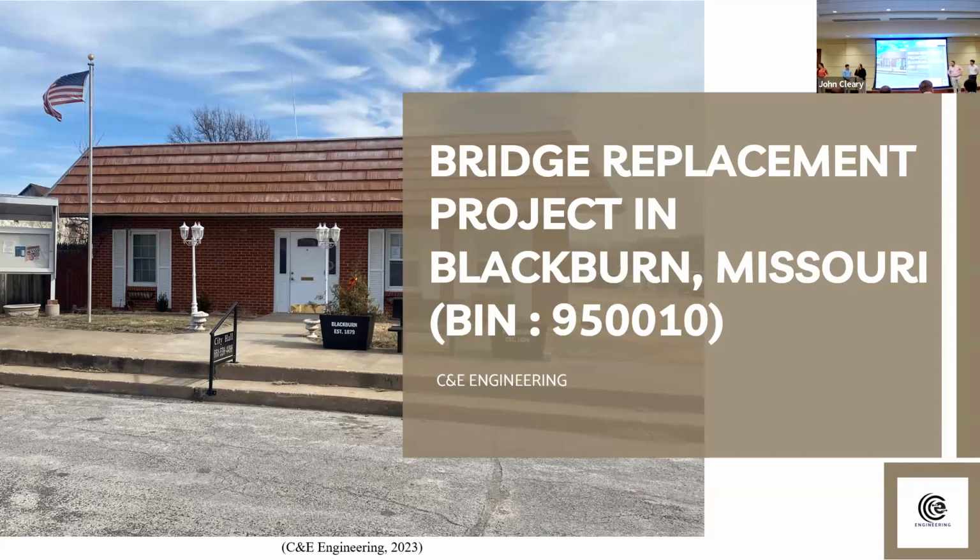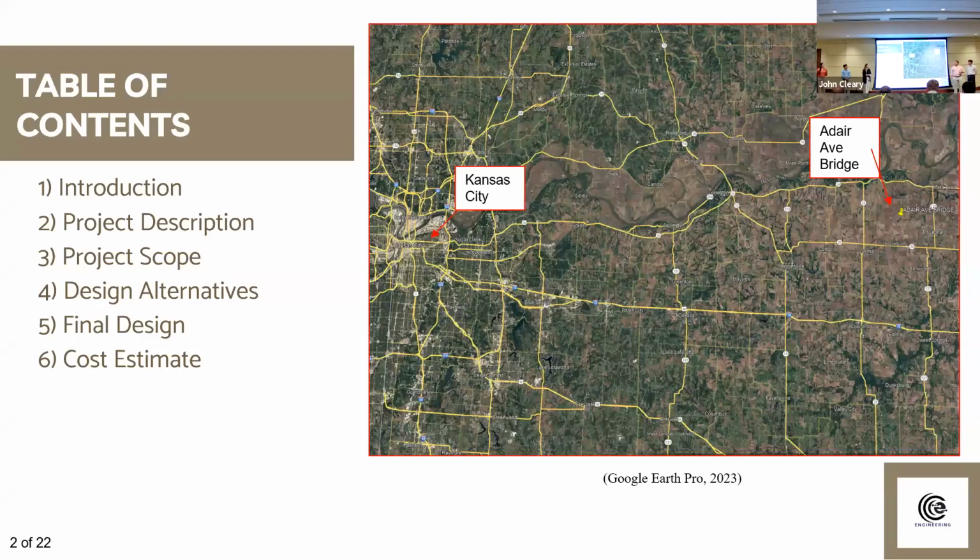We are C&E Engineering, and our project today is the bridge replacement in Blackburn, Missouri. Today we're going to go over an introduction. We're going to introduce our team and our company, our project description, our project scope, our design alternatives for the foundation, and our structural alternatives, our final design, and our cost estimate.